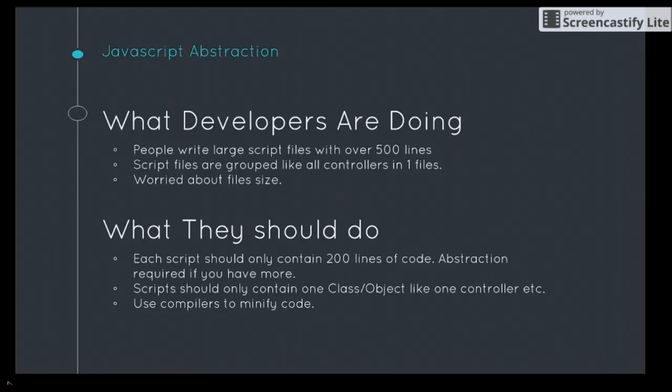And also, why worry about file size? You're going to minify your code anyway, and if you're doing abstraction and polymorphism, you're reducing duplication of code. Therefore, your file size should be relatively smaller than it would be otherwise.